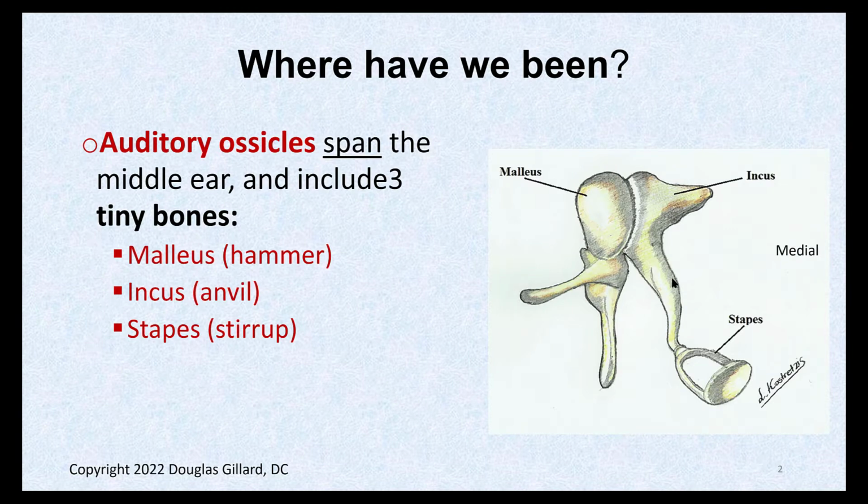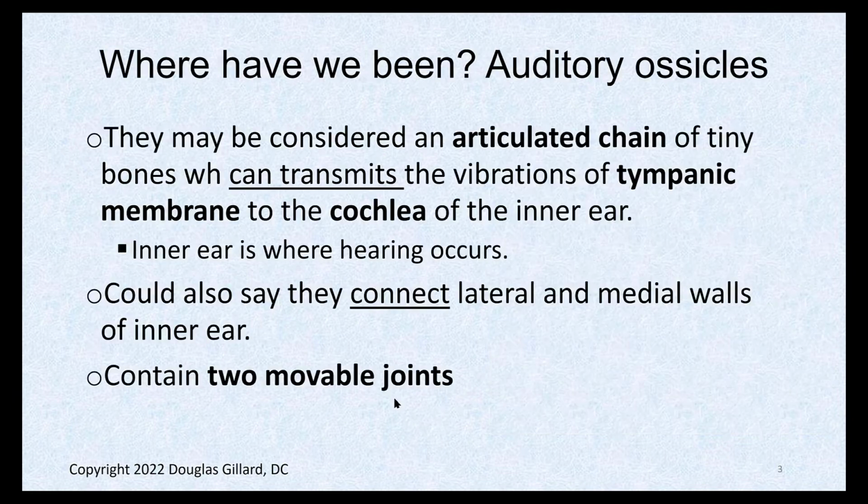Where have we been? So we've been talking about the anatomy of the ear, the external ear, the internal ear, and the middle ear. We left off on these three tiny bones that live in the middle ear. They're called the auditory ossicles. There's the malleus, incus, stapes, or MIS is the analogy some use. The hammer, anvil, stirrup are old AKAs. I don't think you'll see those on boards anymore.